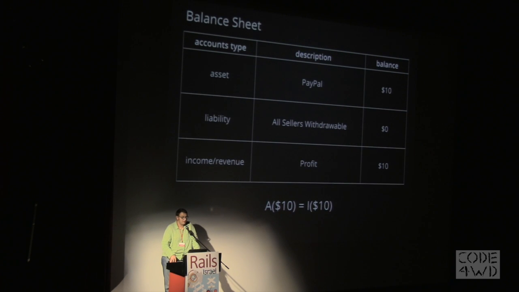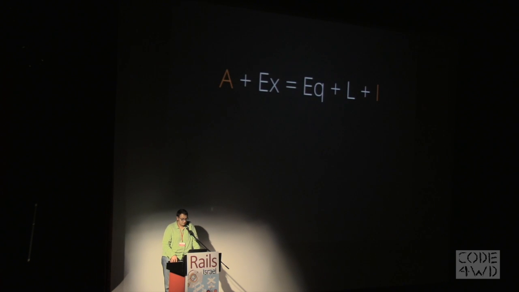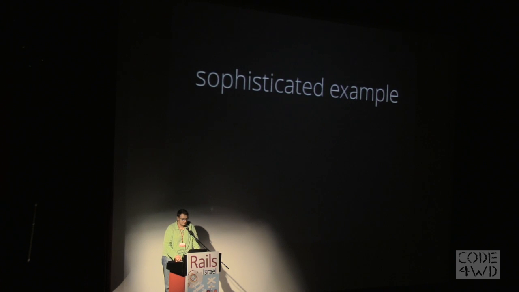We have $10 of assets on PayPal, and all this $10 is ours, recorded as a profit. So the accounting equation is intact. We have only assets and income in this example. Let's look at a more sophisticated example.